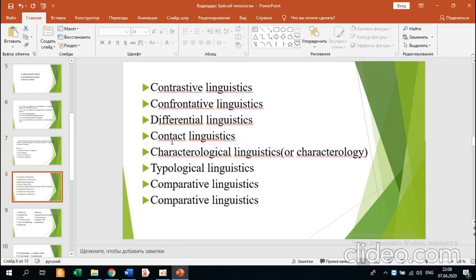They are contrastive linguistics, confrontative linguistics, differential linguistics, contact linguistics, characterological linguistics or characterology, typological linguistics, comparative linguistics, comparative typology. Contrastive linguistics studies the dissimilarities or contrasts between languages compared. Here the accent is made on distinguishing specific features of a language as different from those of others.